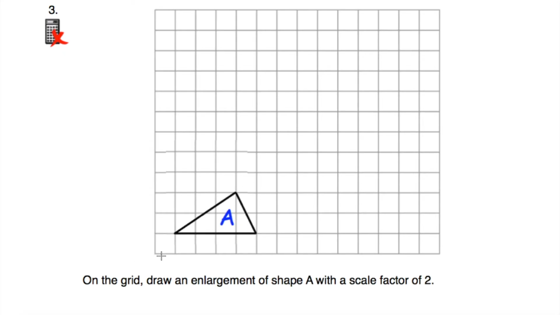And the question says, on the grid, draw an enlargement of shape A, or triangle A, using scale factor 2. So we need to double the length of all of the sides. So let's start off with the base. The base was 1, 2, 3, 4 across. So we're going to double that, so ours would be 8 across.